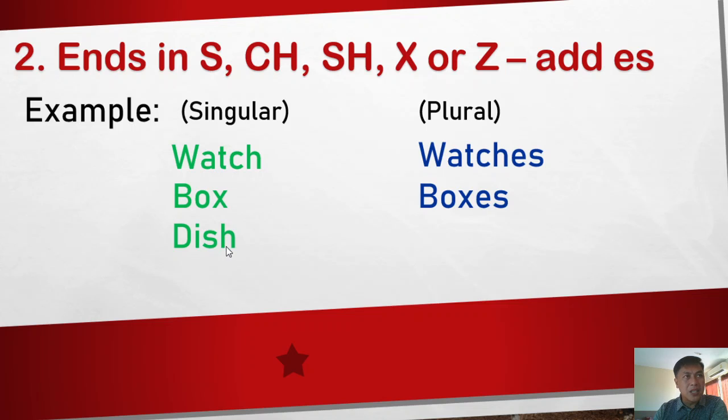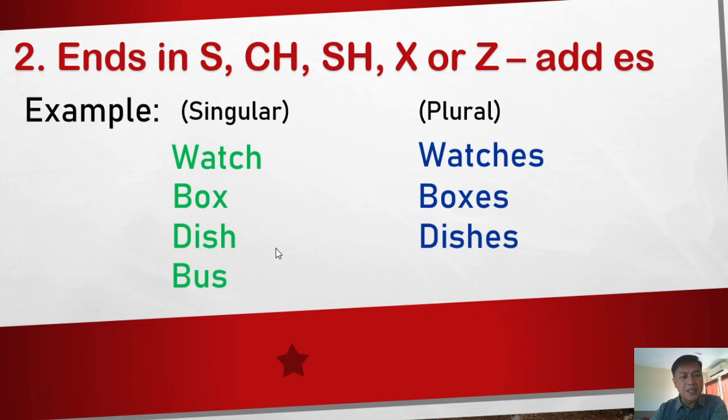Next example, dish. Remember, the last letters of the word are s, h. Again, ends in s, ch, sh, x, or z, so simply add es. So that becomes dishes. One dish, two dishes.